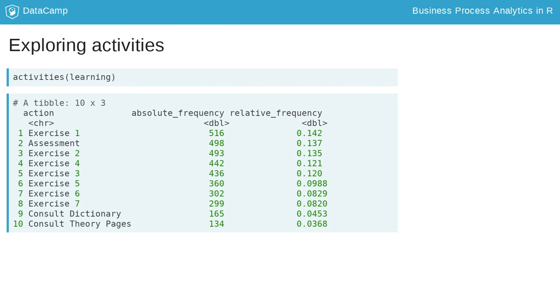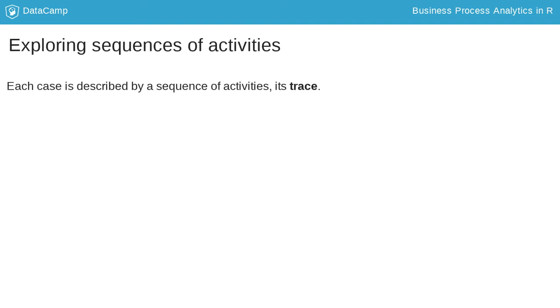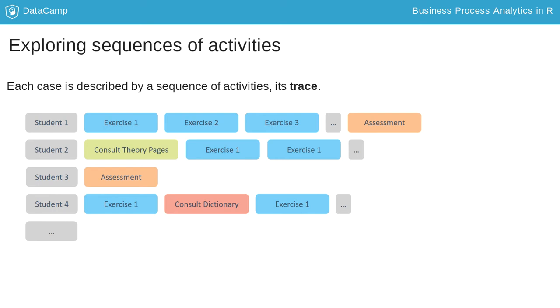But a process is not only defined by the activities itself, but also by the order in which these activities occur. Indeed, each case is described by a sequence of activities. This is also called the trace of a case, as it describes the trace a process instance leaves behind in our data. We can have a look at a few example traces for students.